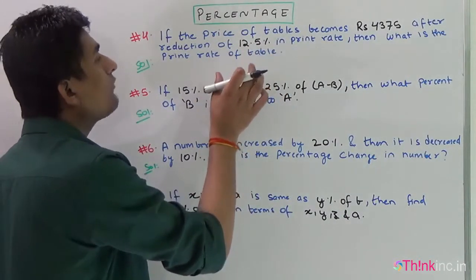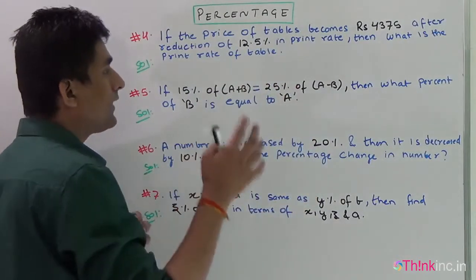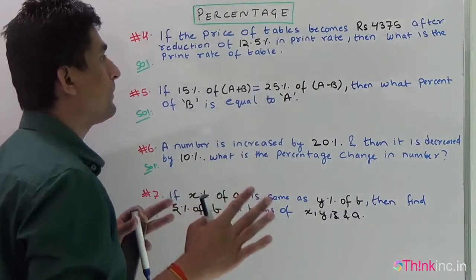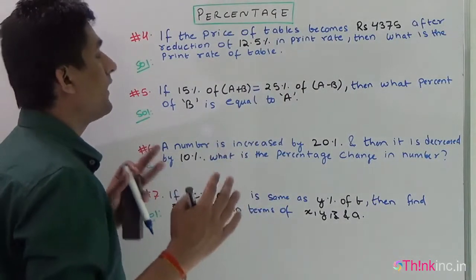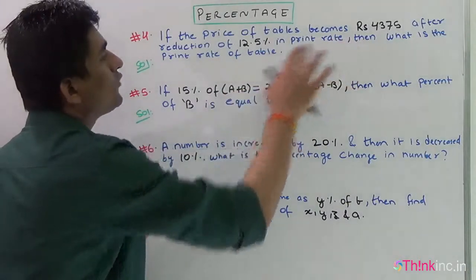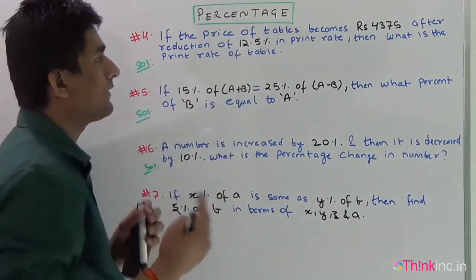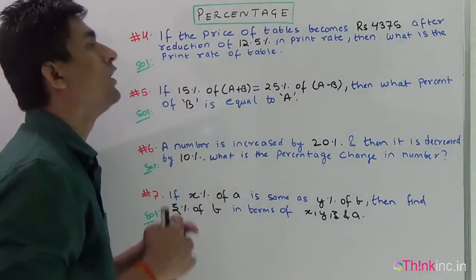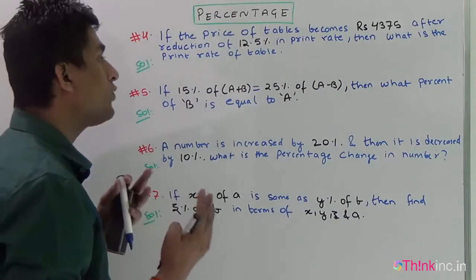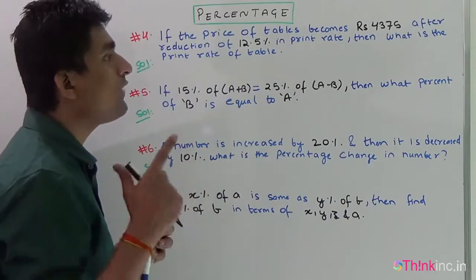We'll find 12.5% of the print price, then deduct it and equate with 4375, and then we'll find the value of the print price. In order to solve this question, there is one fixed value given, that is 4375, and one relative value given in the form of percentages. So we cannot solve this question by general value substitution. We have to make some assumption. That means we have to assume some variables.